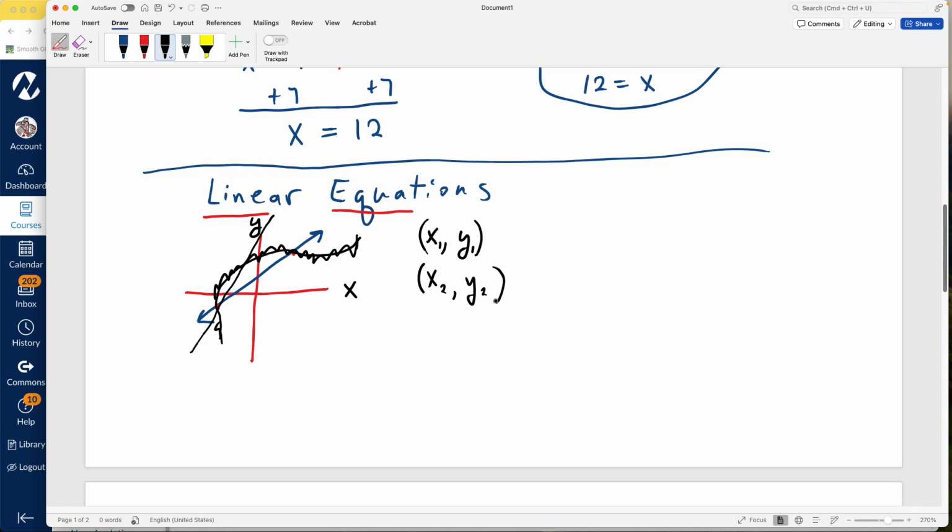Okay, almost there. What are the qualities of a line? Yes, sir.